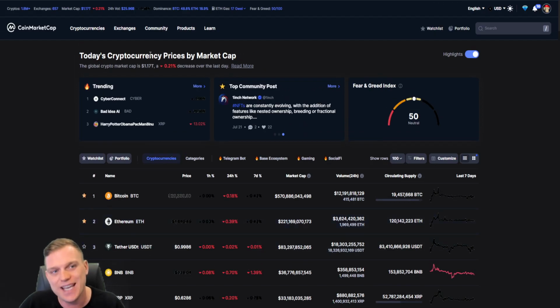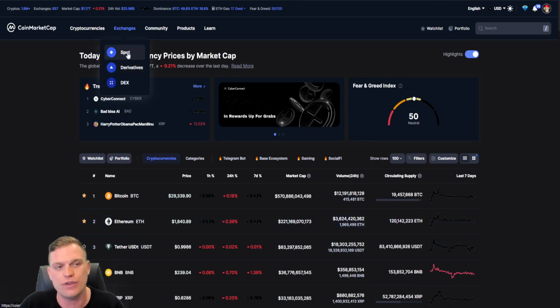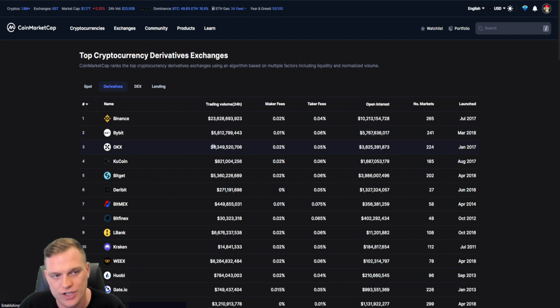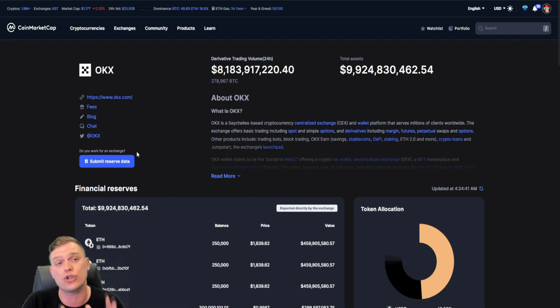The next is the exchange itself. If we are to hit derivatives exchanges, the third highest exchange managing a lot of volume is the OKX Exchange. We can see that their fees are quite attractive as well. And if we are to click the OKX Exchange, you can do your research on them on CoinMarketCap. It is quite neat. If you want to learn more about the exchange, the total volume, the total assets they're managing as well, you can do that all here.